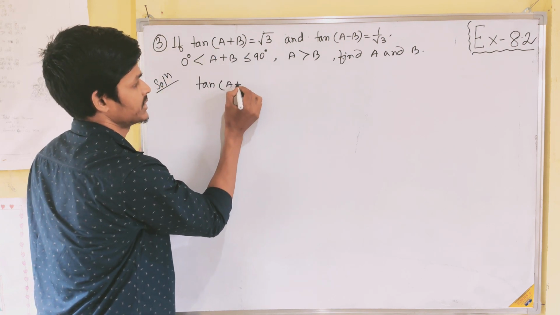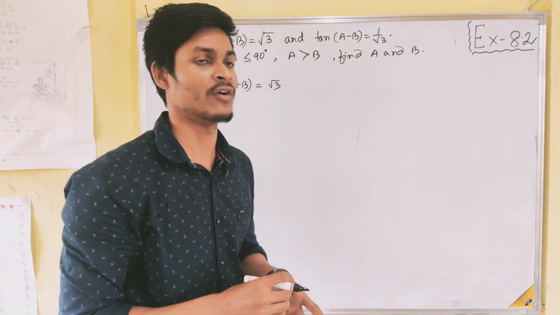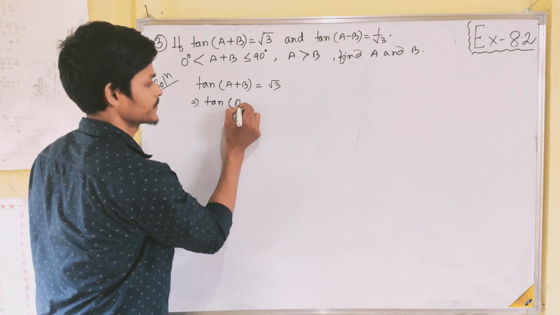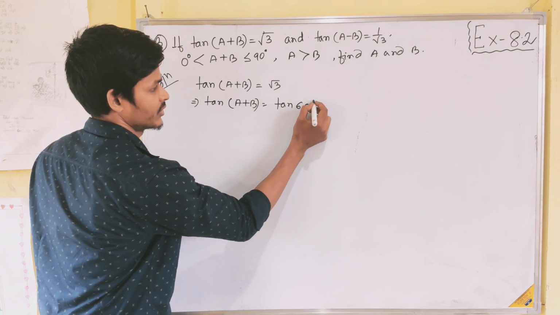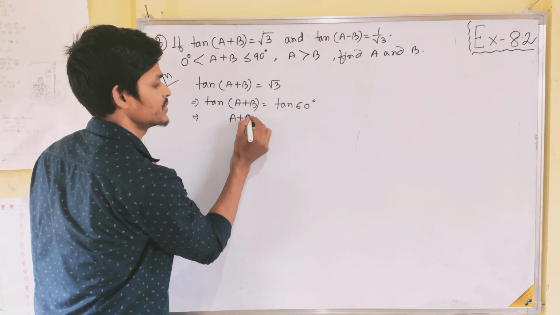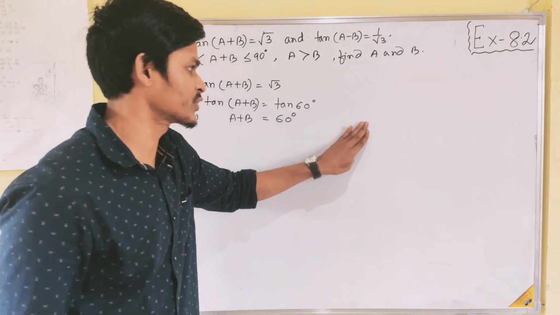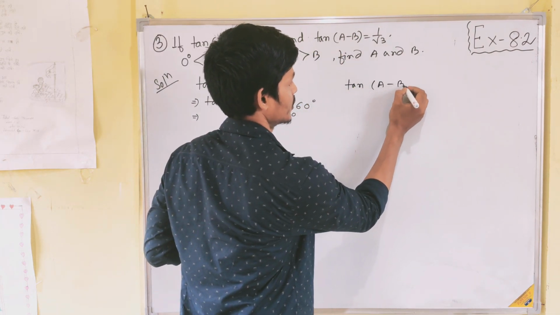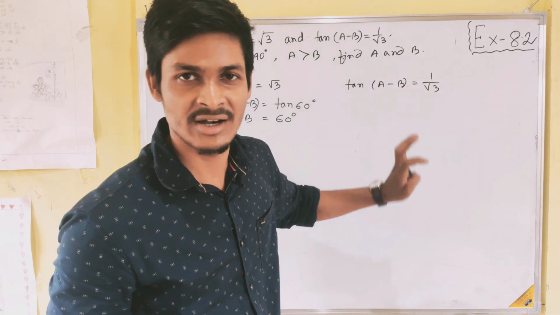Two conditions are given. First you write here, the solution will start from here. If tan of (A plus B) equals root 3, now what is the ratio of root 3 in terms of tan? Root 3 is tan 60 degree. Now on both sides you get tan, so from this you can write A plus B equal to 60 degree. Another equation you can form from this statement, that is tan of (A minus B) equals 1 by root 3, and you all know tan 30 degree is 1 by root 3.